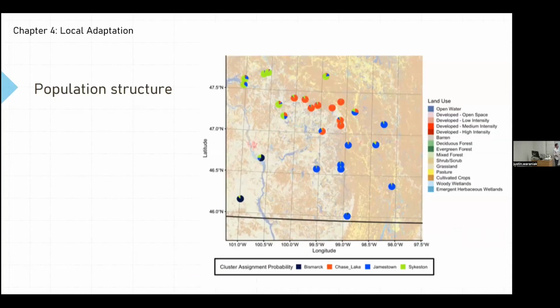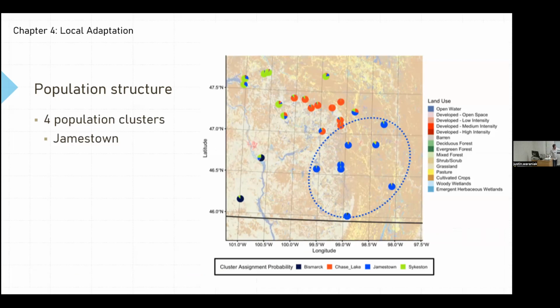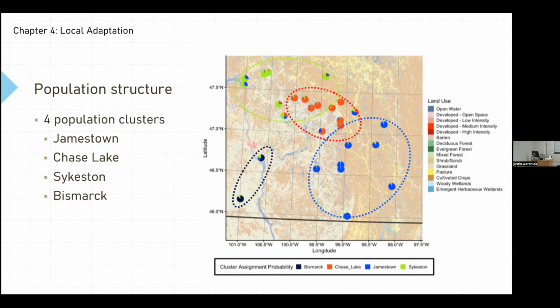So looking at population structure in this area, we see there's 4 main clusters. We have this blue population around the Jamestown area, this red population up on the northern part of the Missouri Plateau. In the northwestern part of our study area, we have this green Sykeston population. And finally, we have these 2 populations more along the Missouri River down by Bismarck.